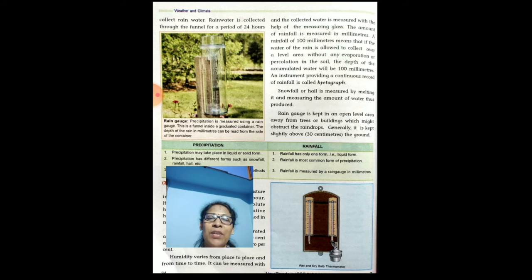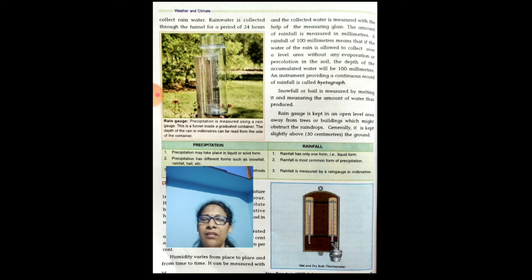Snowfall or hail is measured by melting it. So what we do is melt it and measure the amount of water that is produced. A rain gauge is kept in an open level area away from trees and buildings, because there should not be any obstruction or disturbance in collecting the droplets. So the rain gauge is kept in open areas. Generally it is kept slightly above 30 millimeters from the ground.